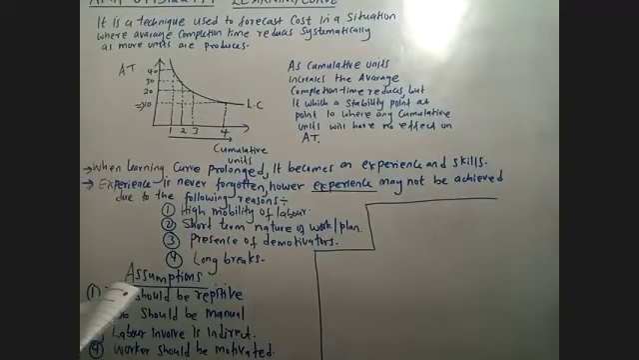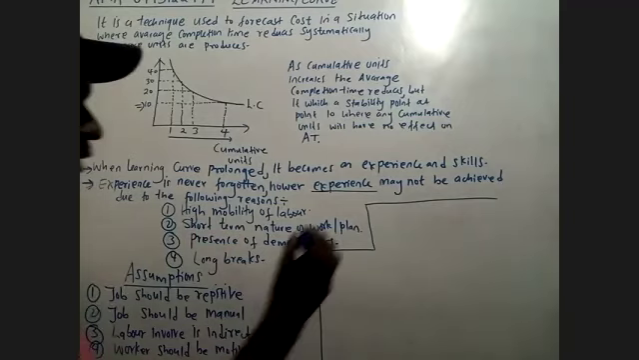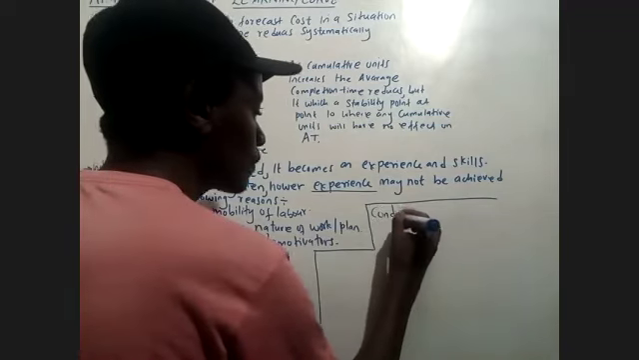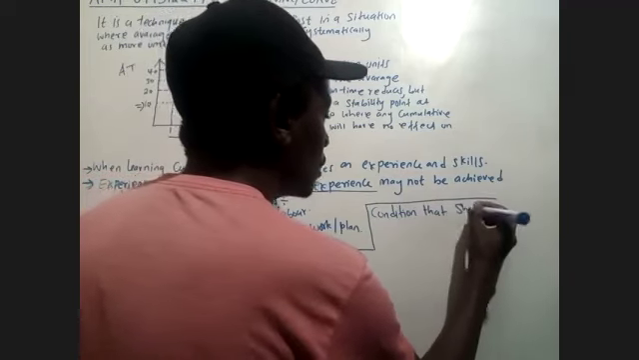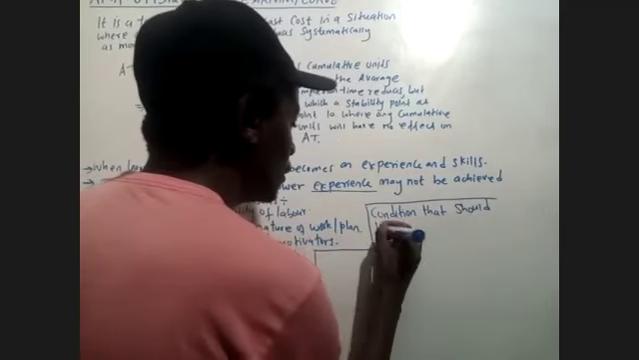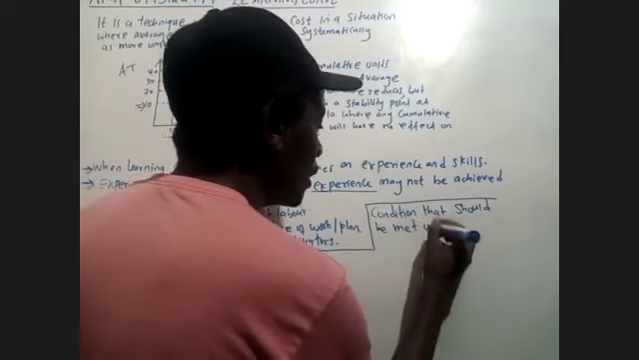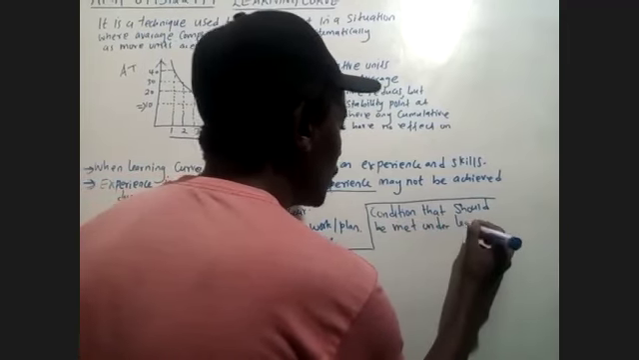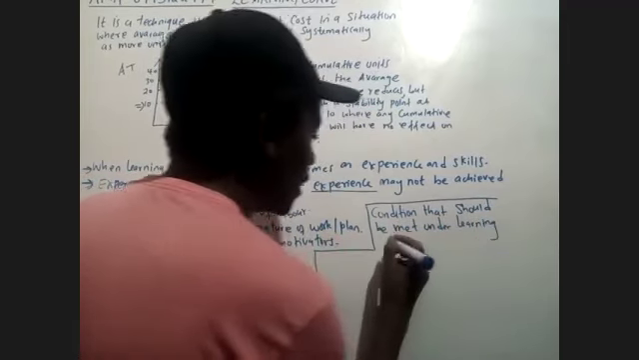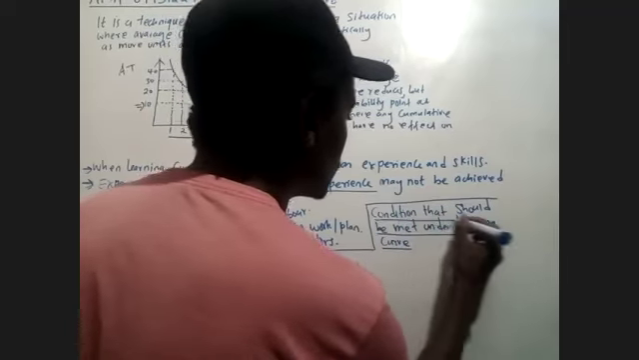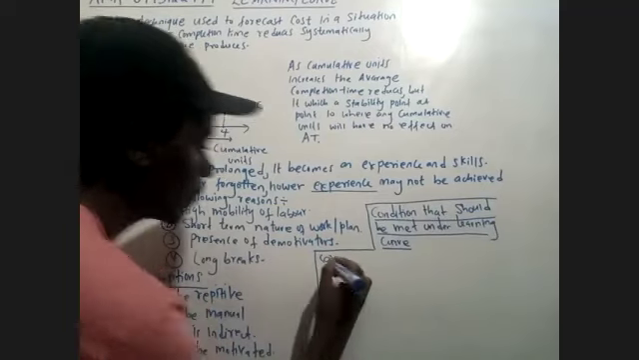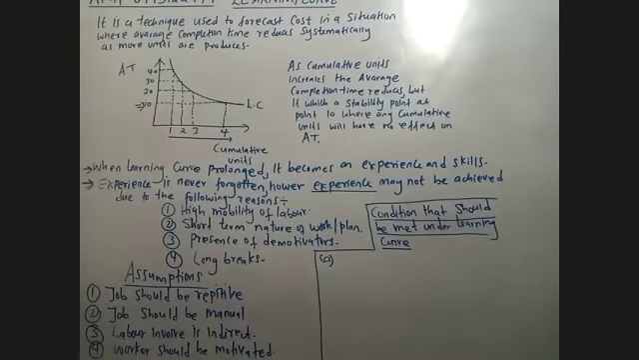So conditions that shall be met. Let's see conditions that should be met and the learning curve. Now, what are some of those conditions that should be met? Number one, work should be repetitive.